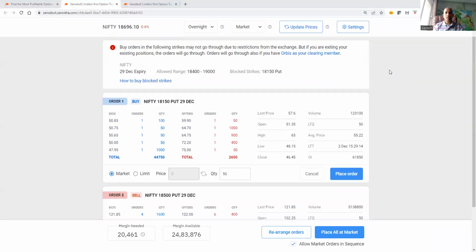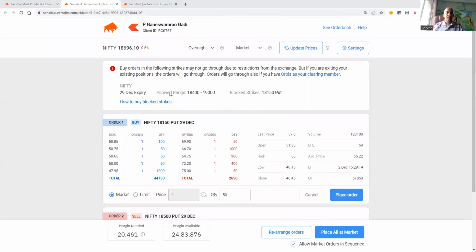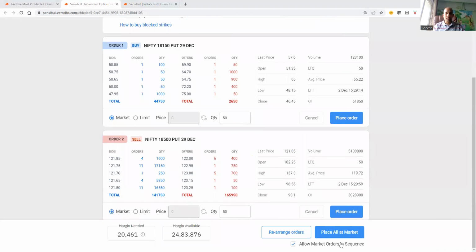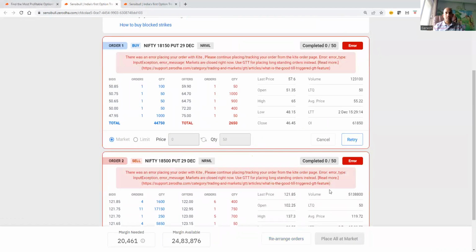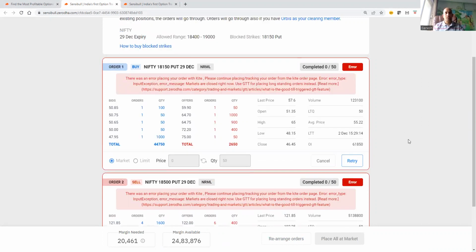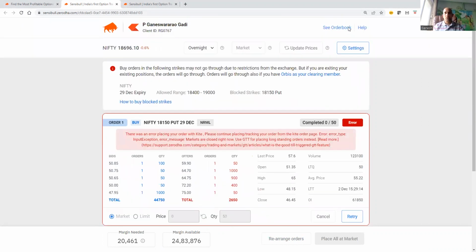Let's say I say trade. When I place the order, place all at market, whatever, it will be placed to your terminal. You can see it in the back end, in your broker's order book. You can find the order book, what is there and all those things. You can see the order book here, and you can see your broker terminal.